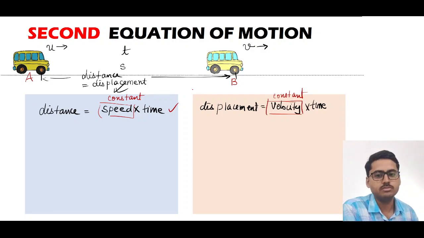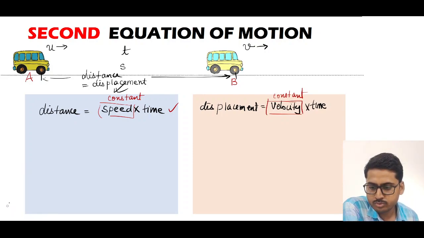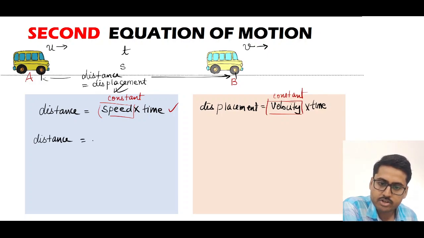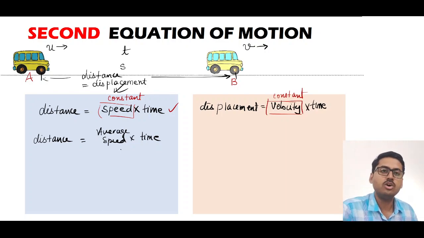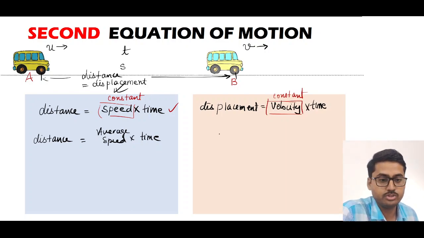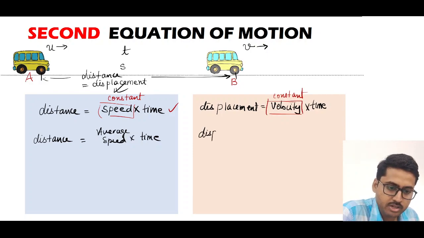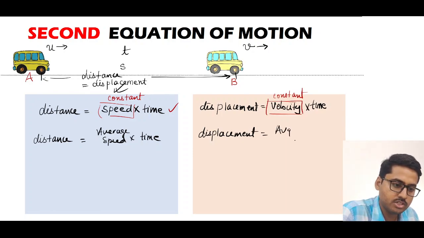That's the problem. So in that situation, in order to find the distance covered by the object, we take the average speed. Distance equals average speed into time. This is the formula to calculate distance if the object is in non-uniform motion, where the speed is not constant. And similarly for displacement, we can write displacement equals average velocity into time.